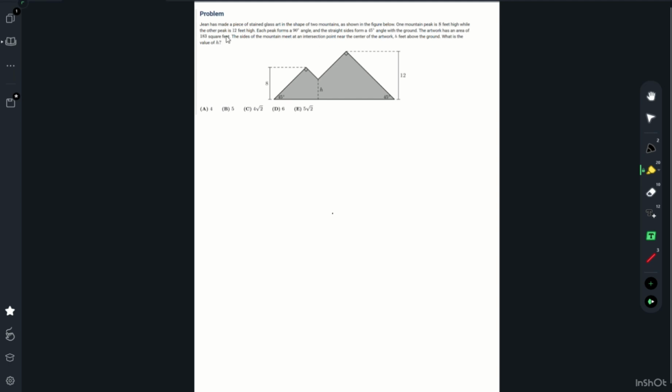Each peak forms a 90-degree angle, and the straight sides form a 45-degree angle from the ground. The artwork has an area of 183 square feet. The sides of the mountains meet at an intersection point near the center of the artwork, h feet above the ground. What is the value of h?